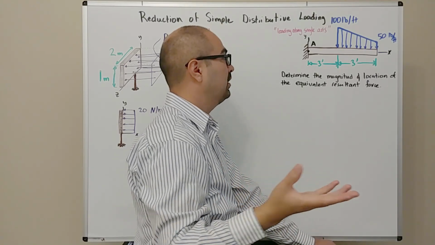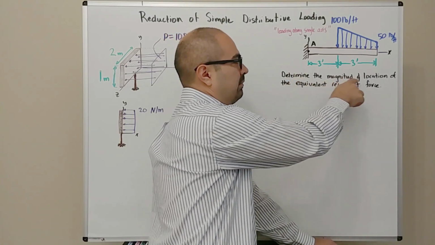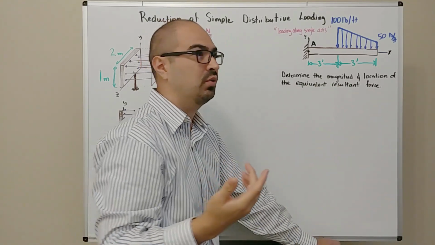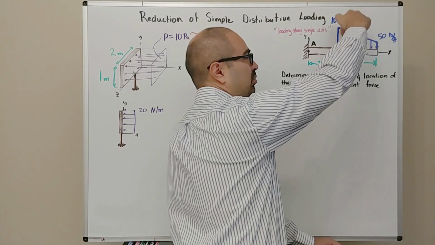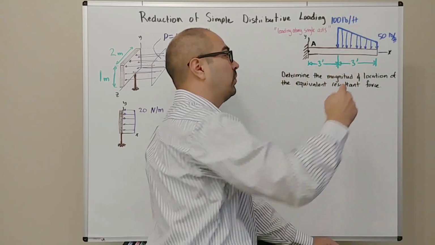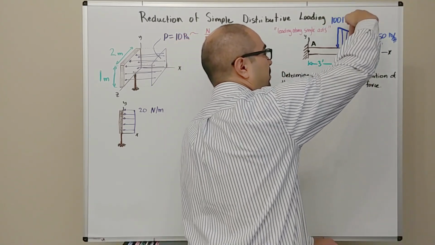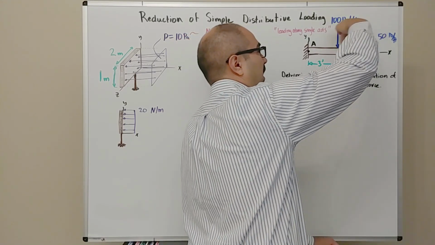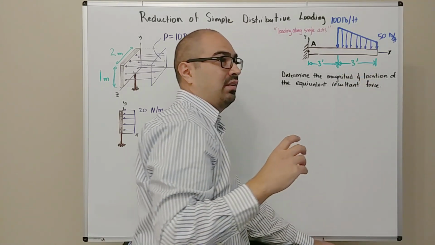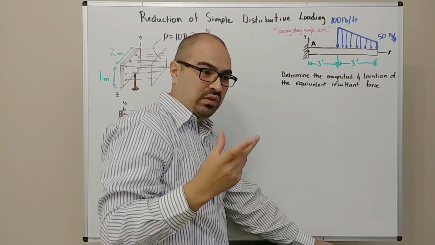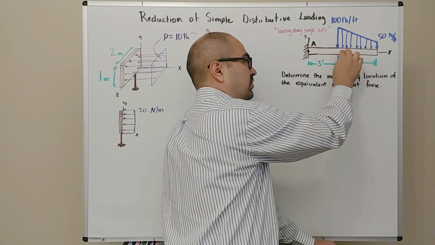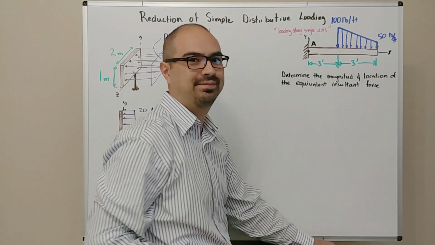And so for today, we'll show you how to determine the magnitude and location of the equivalent resultant force. What we want to do is replace this distributed loading with a single force that's going to point down on this beam. So we'll determine what the magnitude of the force is supposed to be and where we put it, such that that resultant force is going to produce the same external effects on this body.